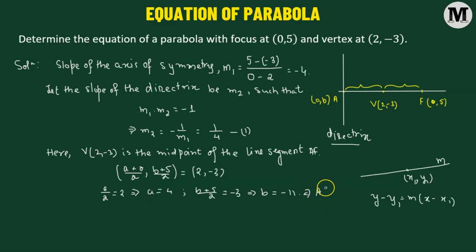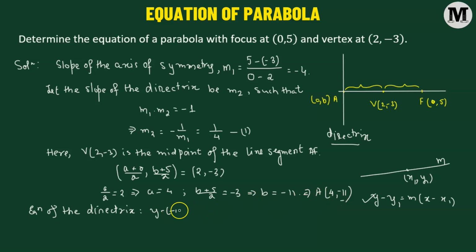So we have A given by (4, -11). Now we can easily find the equation of the directrix line, because we have the slope of the directrix and we also have the point through which the directrix line passes. So the equation of the directrix will be, let's use the point-slope form. We have y minus y1, where y1 corresponds to the y coordinate of point A.